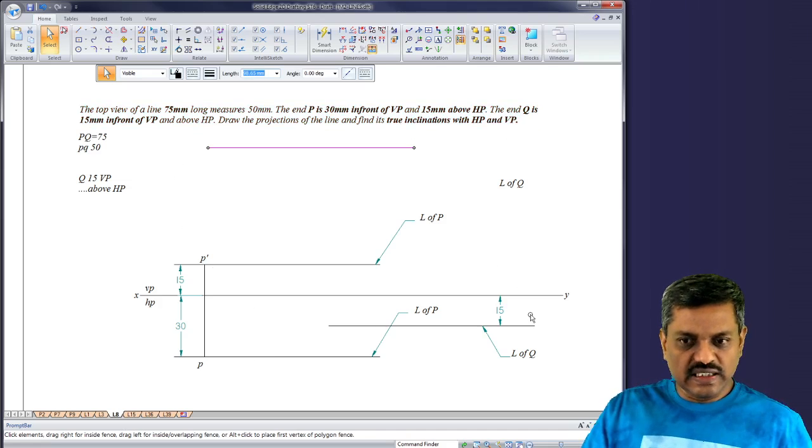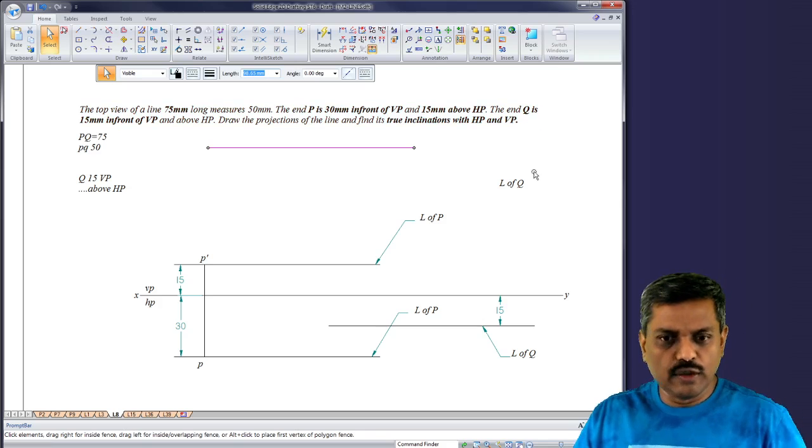They only say that it is above HP in front view, but it is not mentioned where exactly it lies, so we need to find that out. Then you have to draw the projections and find a dash, b dash, and then ab, the top view, and the true inclinations with HP and VP, that is theta and phi. You need to find those out.